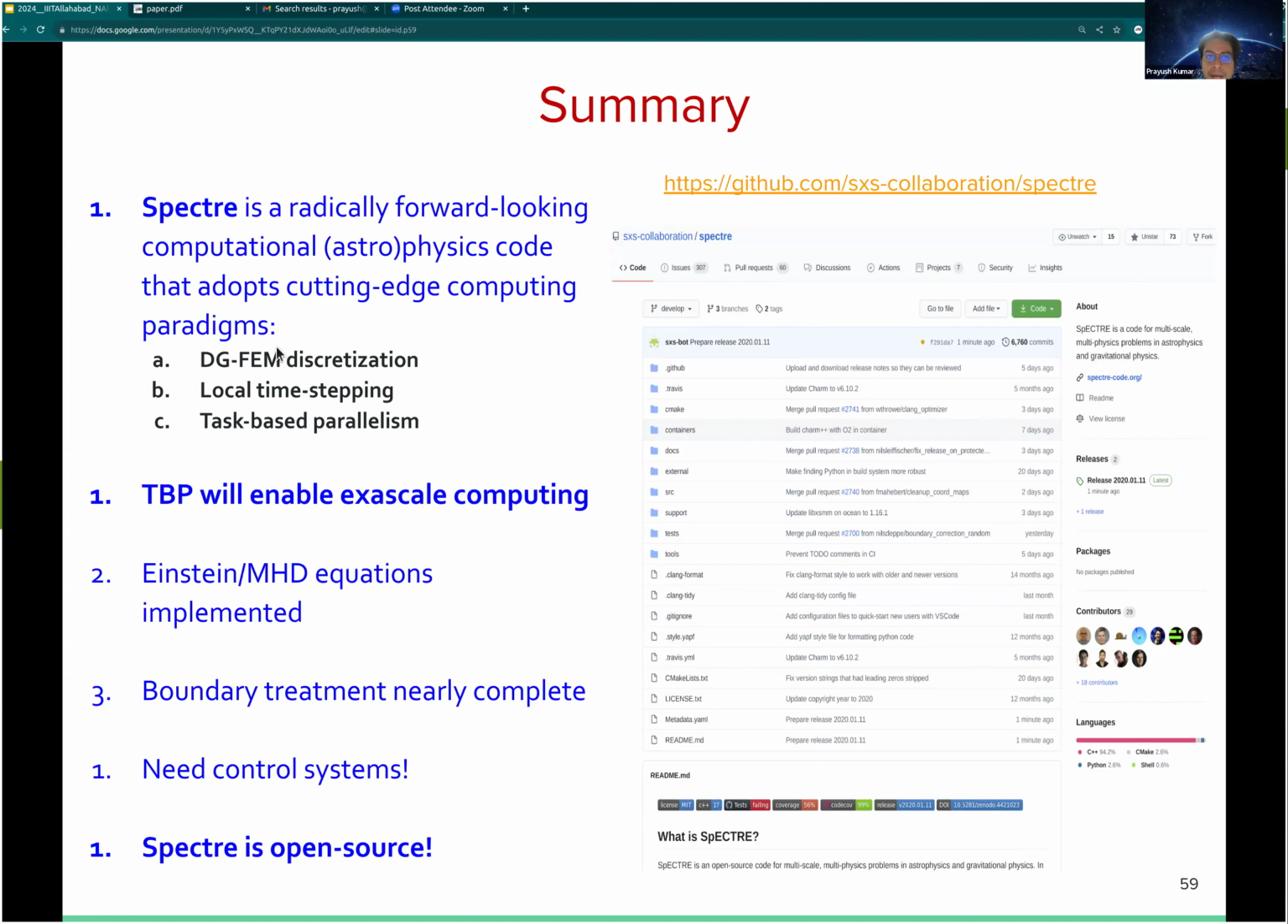And the three key new paradigms that it uses are DG discretization, discontinuous Galerkin discretization, local time stepping, and task-based parallelism. Okay. And the use of task-based parallelism will enable the successful use of future exascale computing that we are heading toward. Currently, Einstein's equations and GRMHD equations have been implemented. Domains are constructed. We are able to approximately do mesh refinement. The treatment of the boundaries is complete. People are working on having the control systems work properly. And this is where we are at.